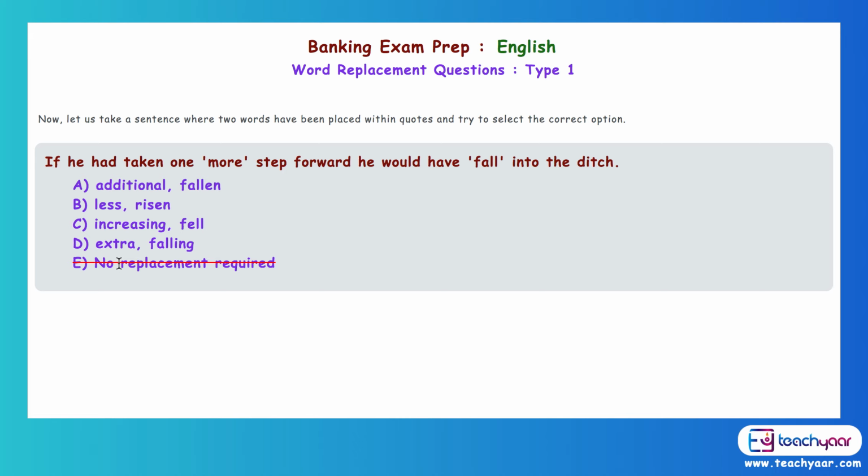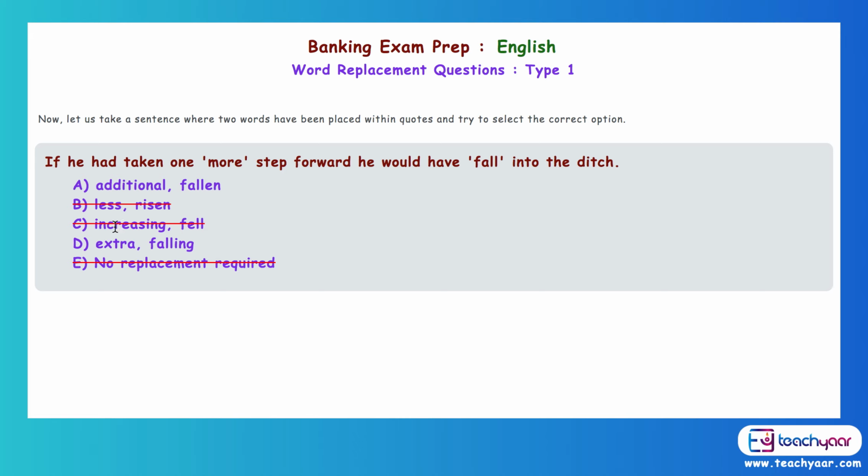So let us look for a word which means something like more, one more. So what is the first option A? First word is additional. We have taken one additional step forward. That's okay. Option B, less. We have taken one less step forward. That is wrong. So we delete option B. Third, increasing. If you have taken one increasing step forward, that's not right. So we delete it. And we have option D now, extra. If you have taken one extra step forward, well, one more, one extra. Okay, let's try it out.